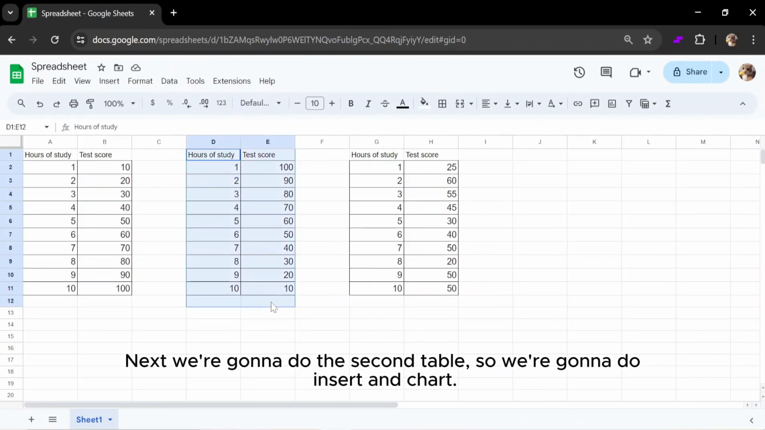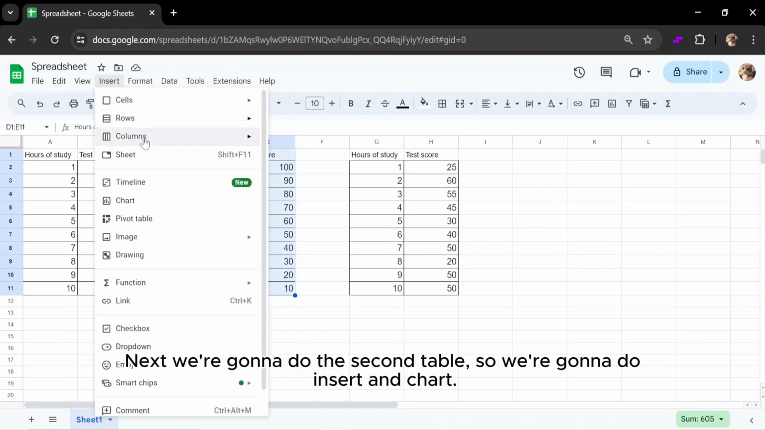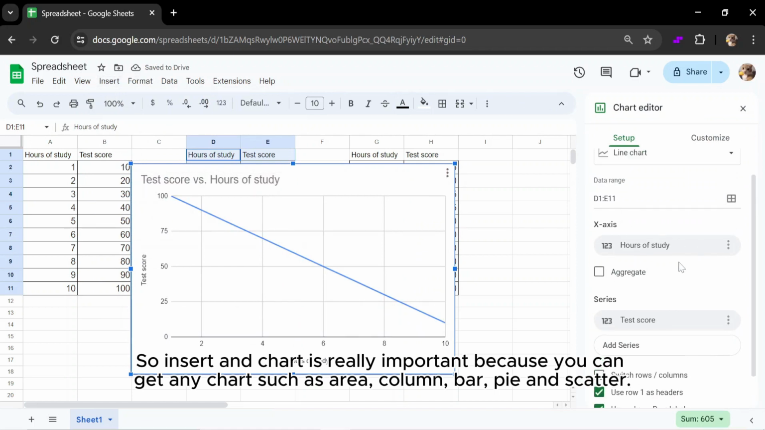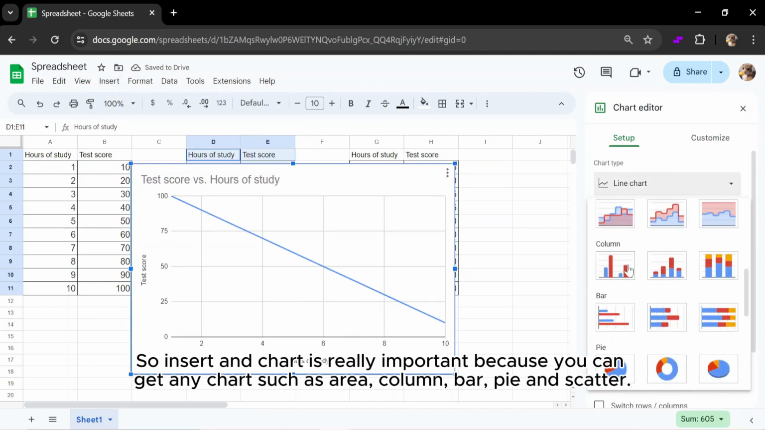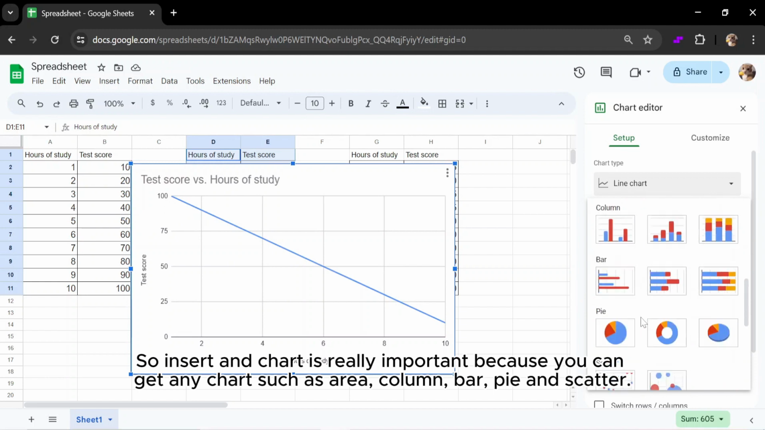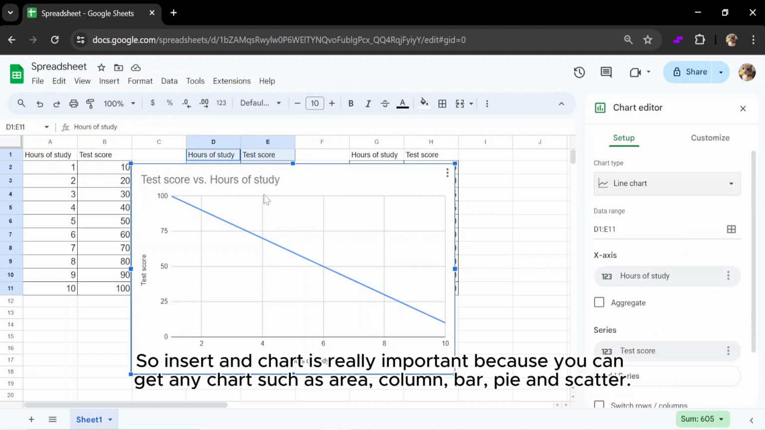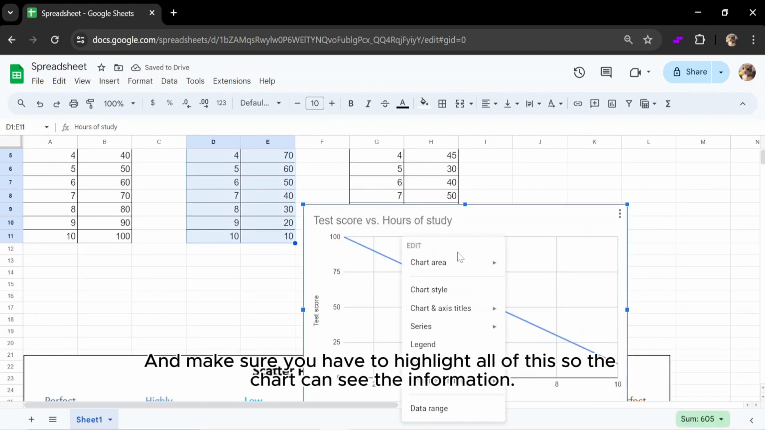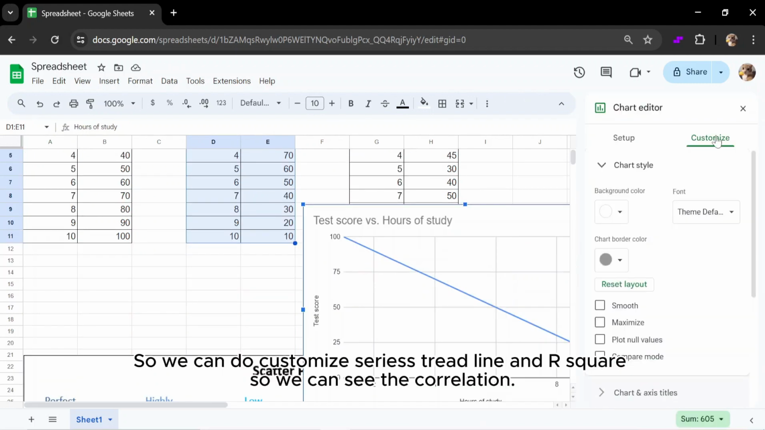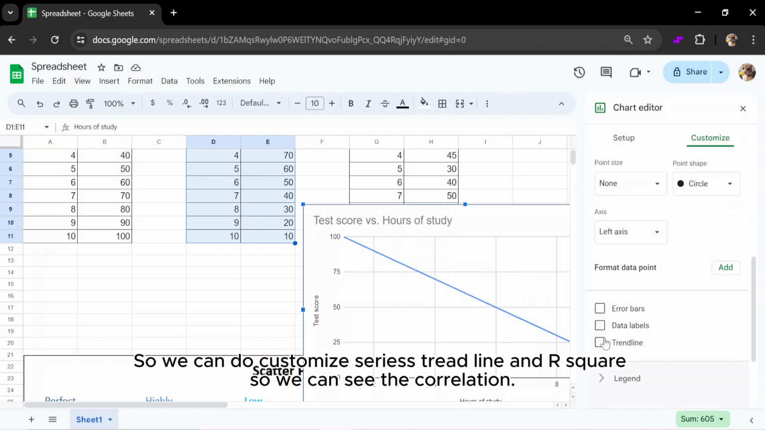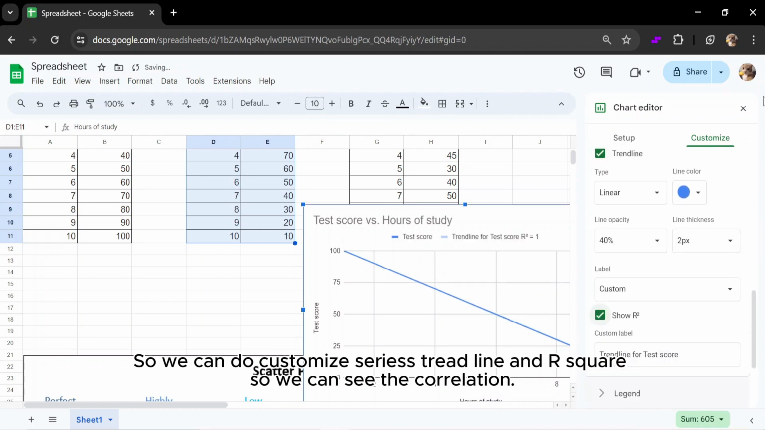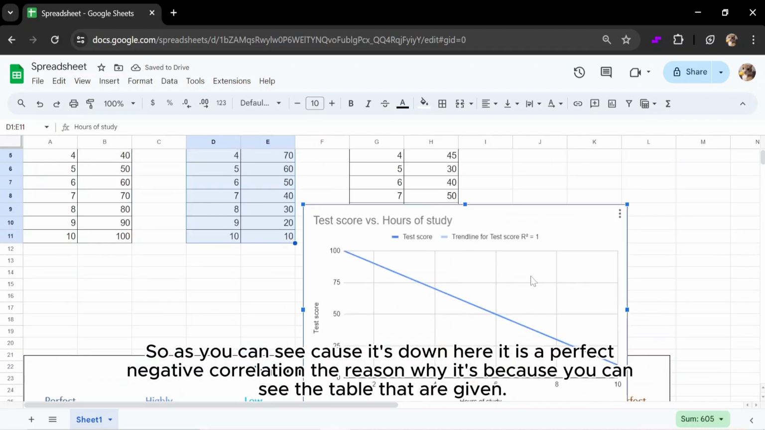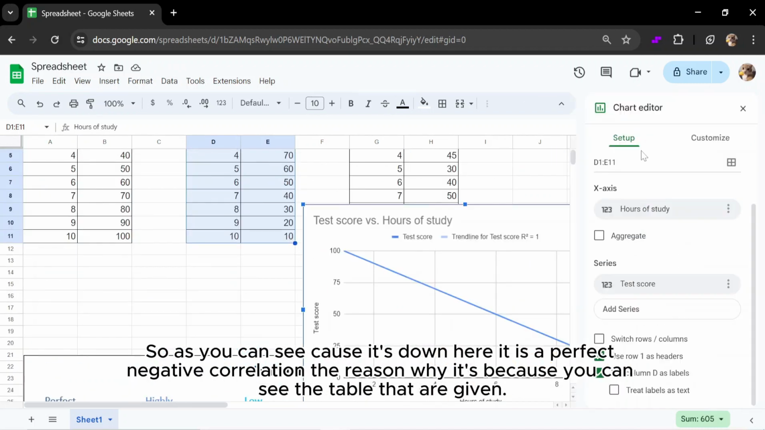Next, we're gonna do the second table. So, we're gonna do insert and chart. Insert and chart is really important because you can get many charts such as area, column, bar, pie, and scatter. And make sure you highlight all of these so the chart can see the information. So, we can do customize, series, trendline, and R square so we can see the correlation. So, as you can see, because it's going down here, it is a perfect negative correlation.